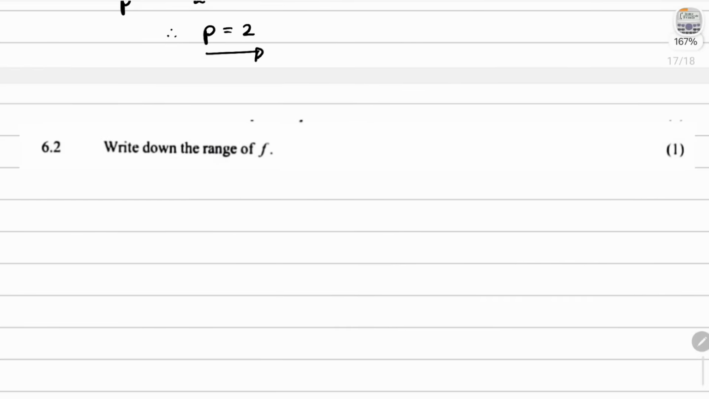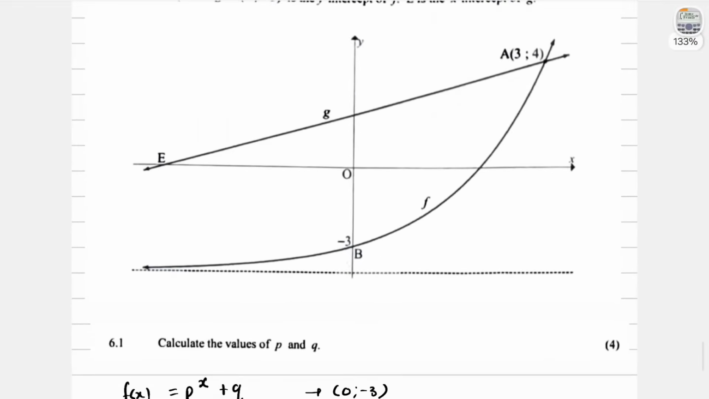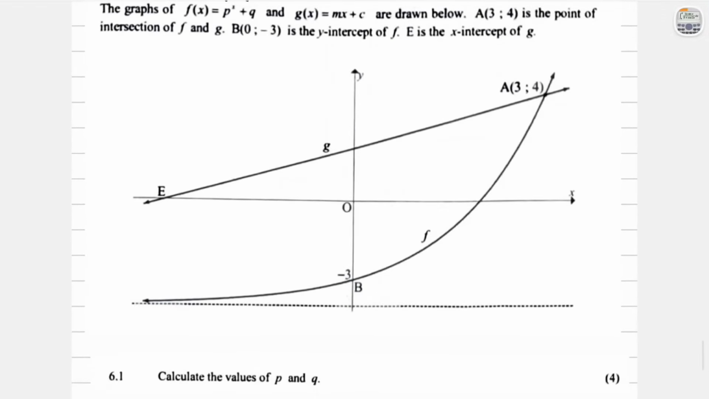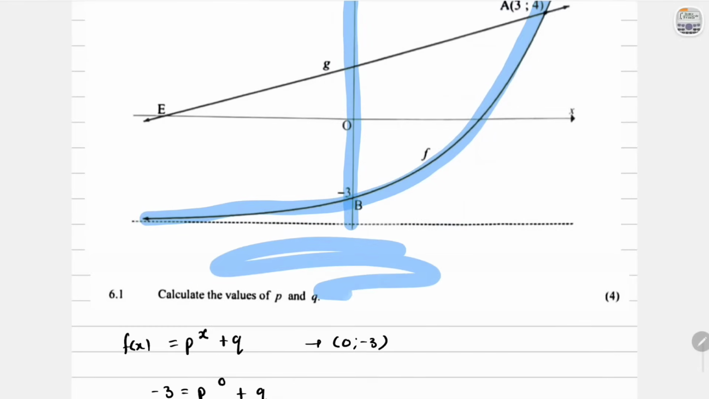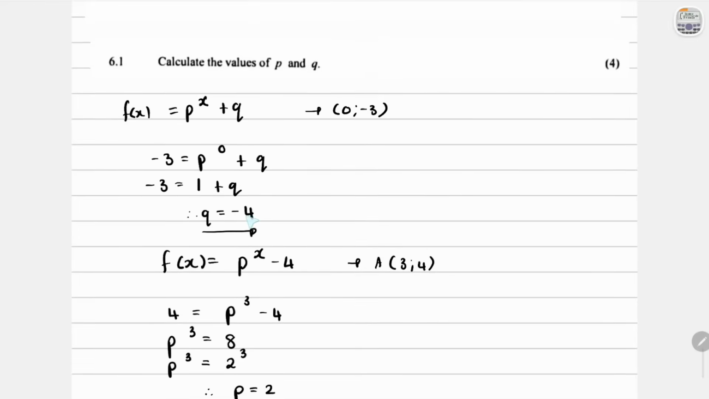The next question asks for the range of f. With the range of f, remember, it's all the y values of f. If you're looking at this graph of f, do you see that it only has y values starting from whatever this is, and then it's everything that is greater than that. There's no y value down here. So you need to find out what exactly the y value of that horizontal asymptote is. And that will always be your q value. We found q to be negative 4.